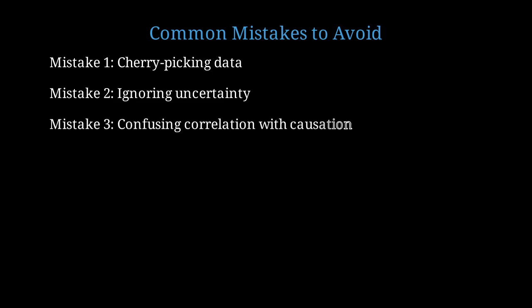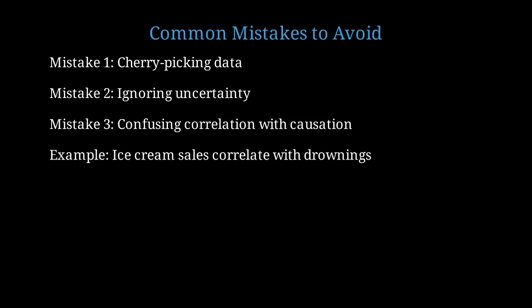Mistake 3 is confusing correlation with causation. Just because two variables are correlated doesn't mean one causes the other. For example, ice cream sales correlate with drowning deaths. But ice cream doesn't cause drowning. Both are caused by a third factor: hot weather.